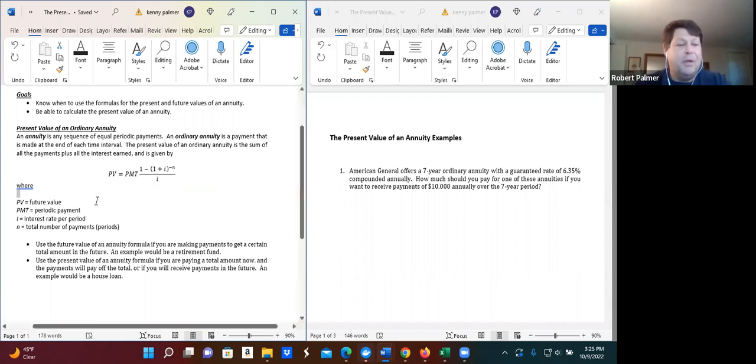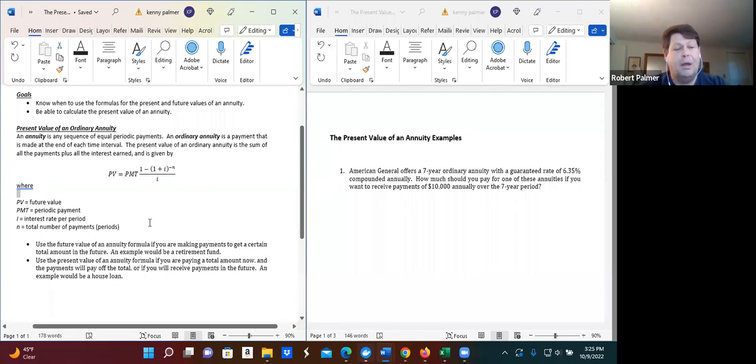Where PV is our present value, PMT is our payment, and I is our interest rate per period. For example, if your interest rate is given as an annual interest rate and you're paying off something monthly, then you have to convert that to an interest rate per month. And finally, N is the number of total payments or periods.